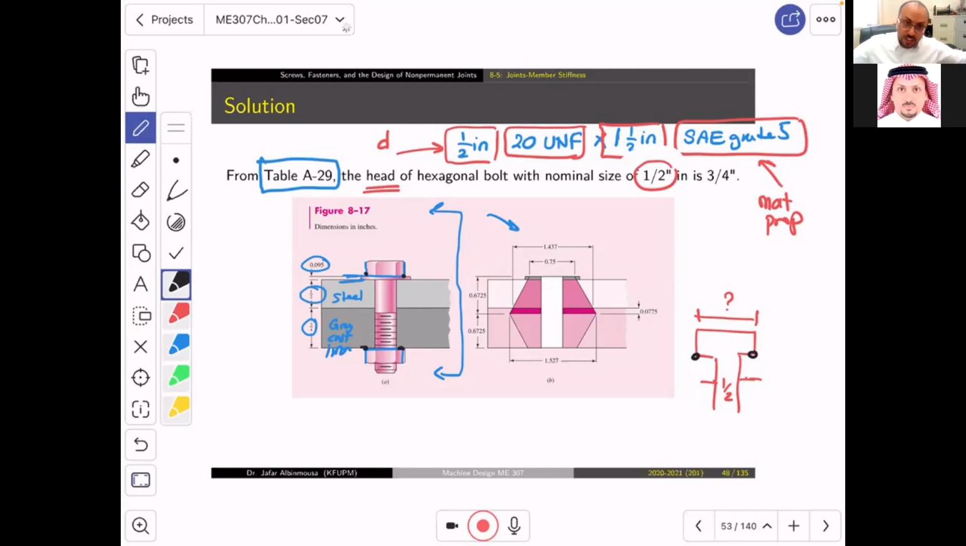When we go to the 1/2 inch hexagonal nut for 1/2 inch diameter, the width is 3/4. Okay, so this width is equal to 3/4 inches, which is 0.75. Do you understand? Now I need to take the attendance. Continue next class, inshallah.